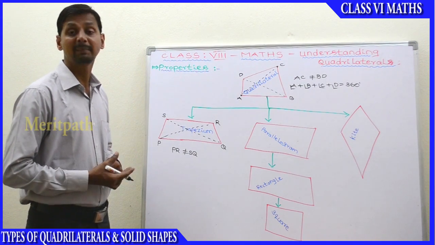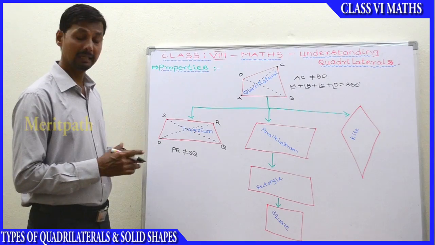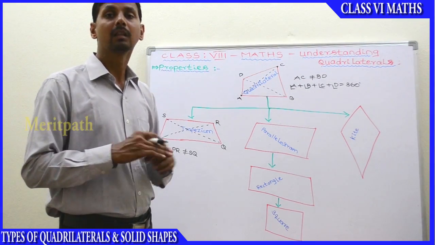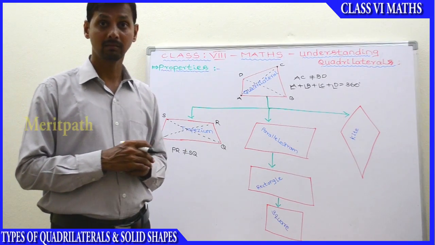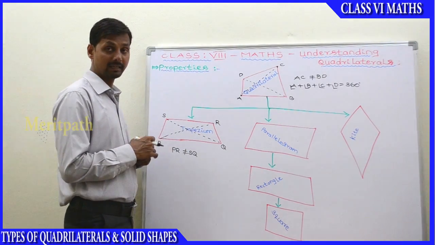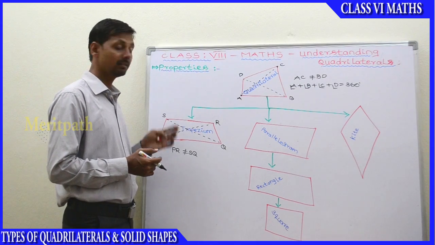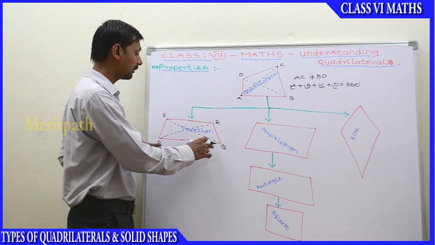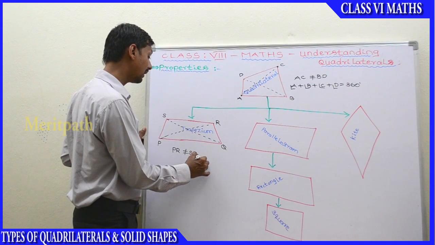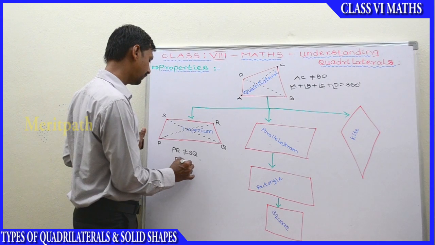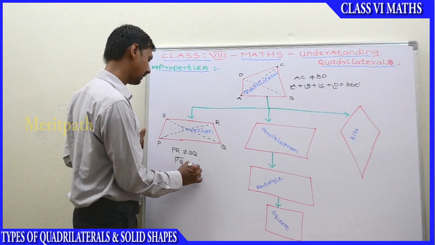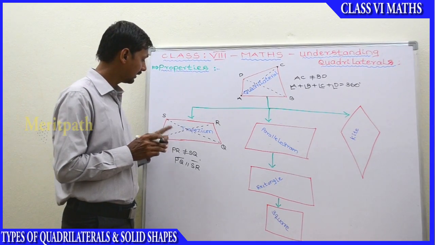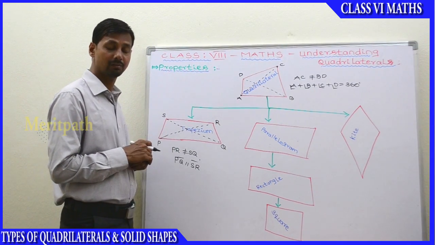And we find that the sides of a trapezium are also not equal. If you take an isosceles trapezium in particular, the non-parallel sides will be equal, but this is not an isosceles trapezium. That's the reason the sides are not equal. Only these two are parallel to each other, that is, PQ is parallel to SR. The diagonals are not equal in this.